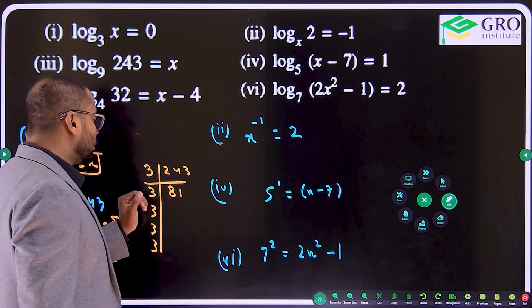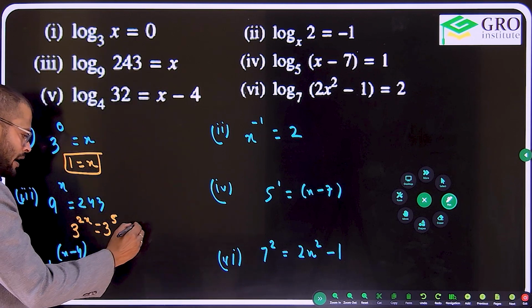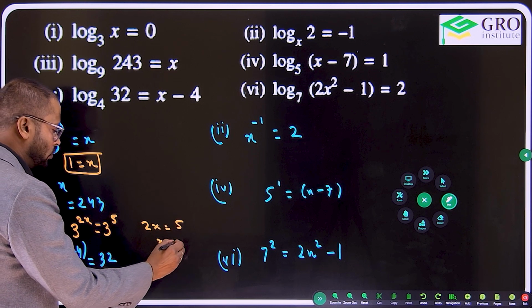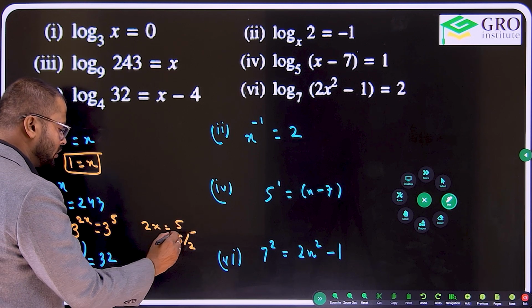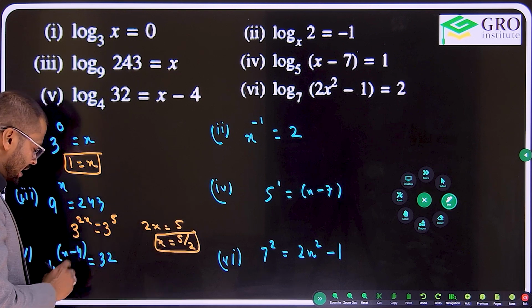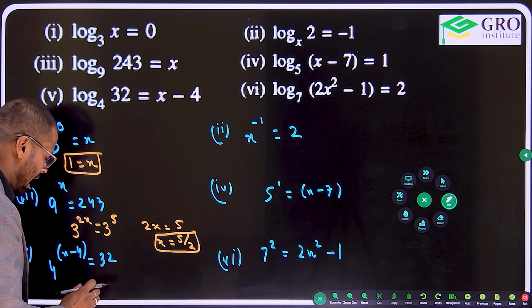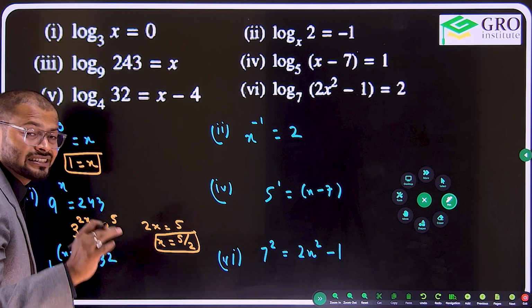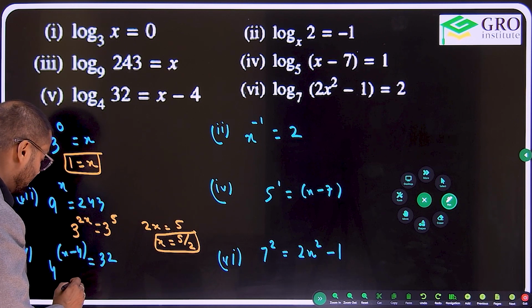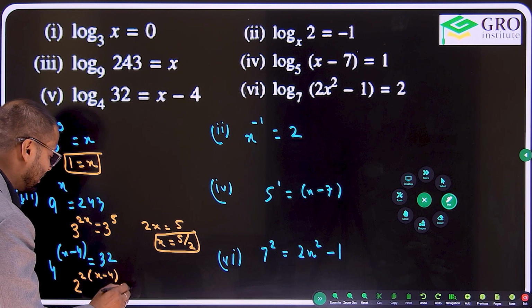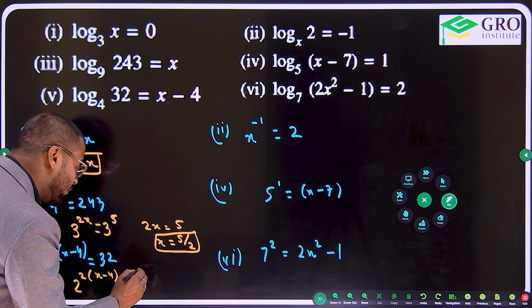When you have 3 to the power 5, bases are same and powers are equal, so 2x is equal to 5 and x is equal to 5 by 2. So this is your answer. Same way, when you have your base as 4, x minus 4 is power. Now let's break everything in the minimum form. So it is there in the form of 2 to the power 2, x minus 4, and 32 is written as 2 to the power 5.